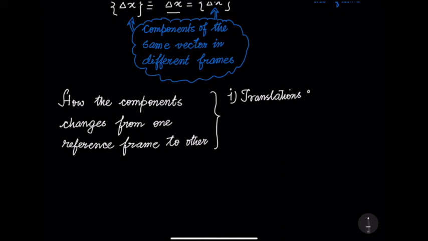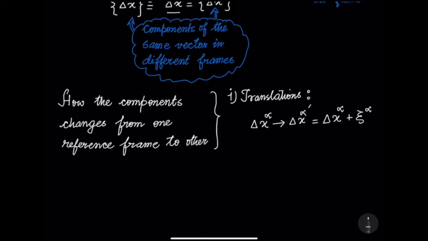It's very simple. I have the components, say delta x alpha, in one reference frame. This changes in the other reference frame to delta x alpha prime. This will be equal to delta x alpha plus some vector which can be different.